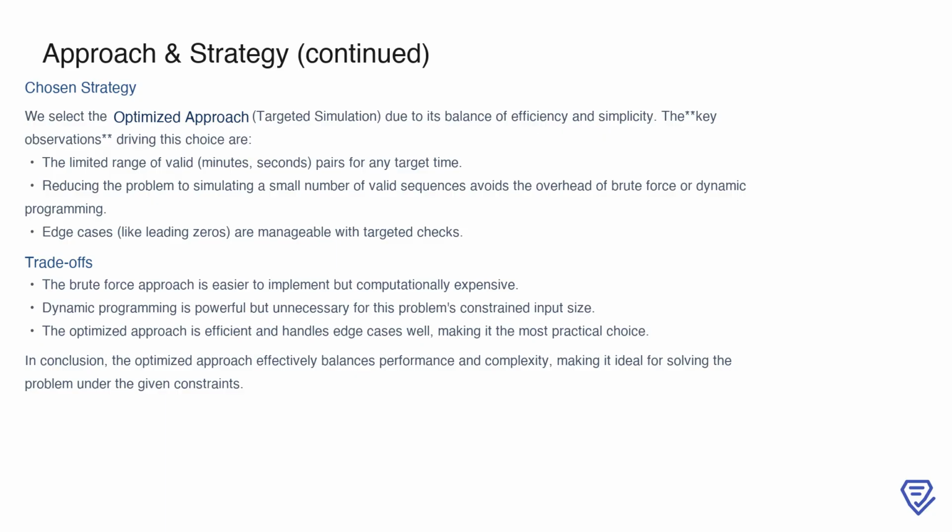While brute force is straightforward to implement, it is computationally expensive. Dynamic programming, on the other hand, is powerful but introduces unnecessary overhead for this problem's constrained input space. The optimized approach strikes the right balance between performance and simplicity, efficiently handling edge cases like leading zeros with targeted checks. In conclusion, this method effectively addresses the problem requirements while maintaining computational efficiency, making it the clear choice for solving the minimum cost to set cooking time.